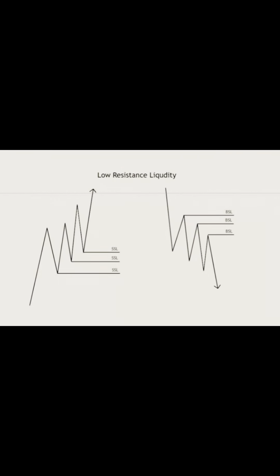So first, what is low resistance liquidity? Low resistance liquidity is when the market generates relatively equal, close highs or lows in the market. Often, when the market takes out low resistance liquidity, we see an aggressive sweep through all of the low resistance liquidity levels that are near each other. Low resistance liquidity is a strong draw to target in the market.